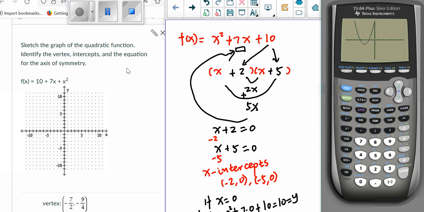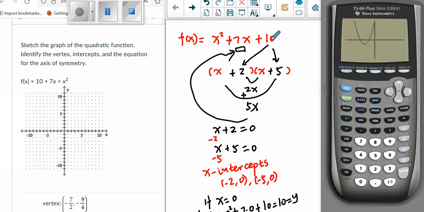So here was the meaning for vertex and intercepts. We know the intercepts are the intersections between the graph and the x-axis and y-axis. Here we have 2 points. It looks like they are -5 and -2. How did we actually get that? That's how the factoring comes into play here.